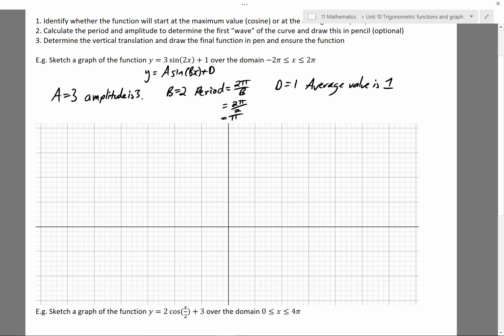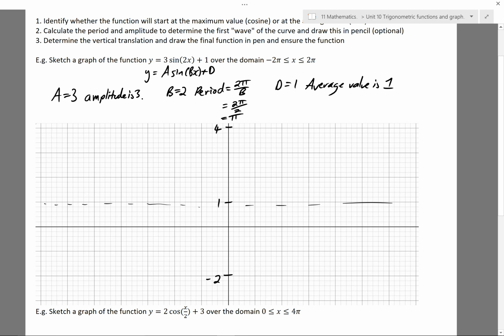I'm going to go ahead and mark as much of this information on the graph as I can. So I know the average value is 1, which means I need the point 1 here. If I want, I can draw a little dotted line just to know that that's where there's going to be symmetry. My amplitude is 3, so that means it's not going to get bigger than 4. And if I go down 3, it's not going to get smaller than -2.